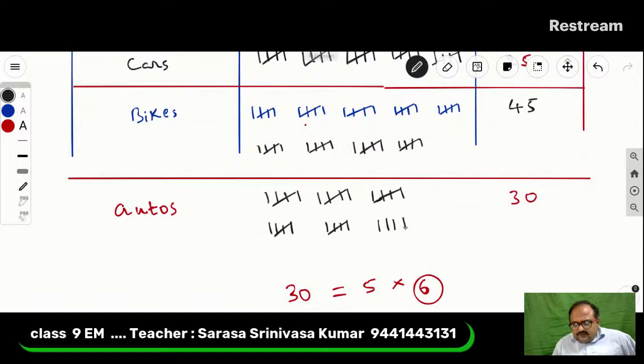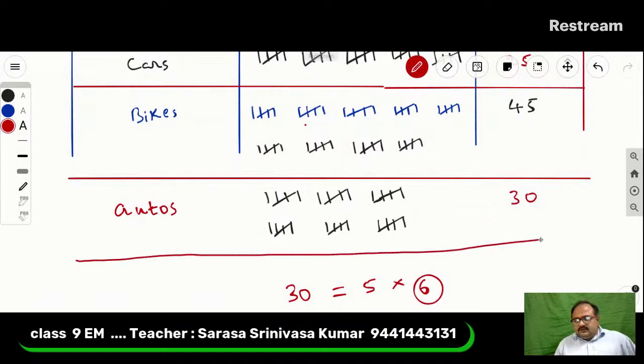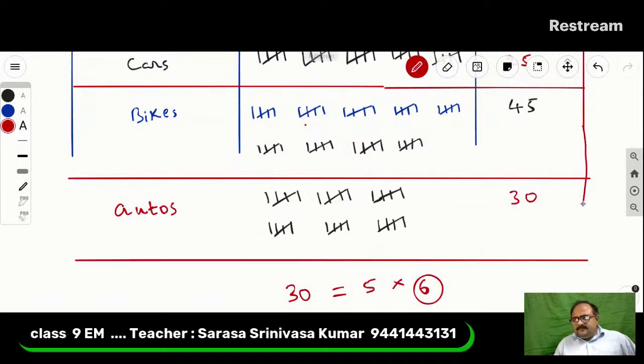1, 2, 3, 4, 5. So this is complete now. We have written the tally marks 30 because the frequency for autos is 30. This is how you should learn to write the tally marks and the frequency.